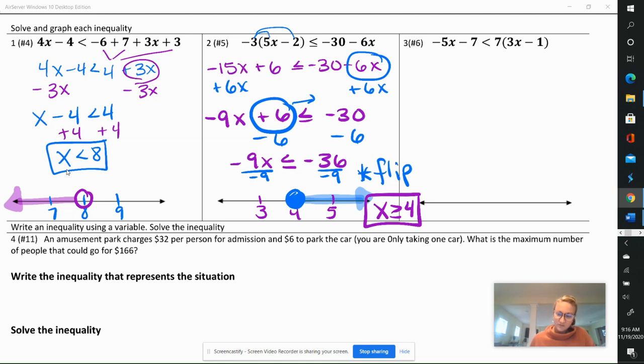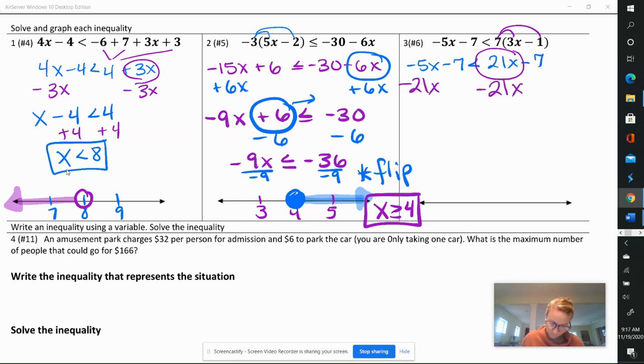With number 3, our first step is to distribute on the right side 7 times 3x minus 1. 7 times 3x is 21x. 7 times -1 is -7. Now we want to collect variables to the left side, numbers to the right. Because this 21x is positive, to move it over, I need to subtract it. -5x minus 21x is -26x.